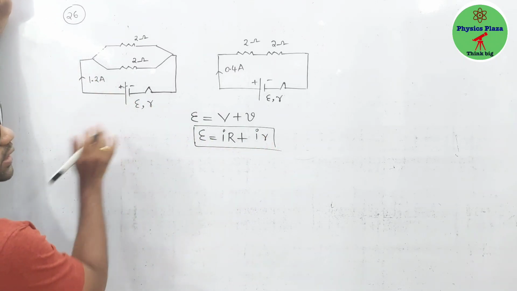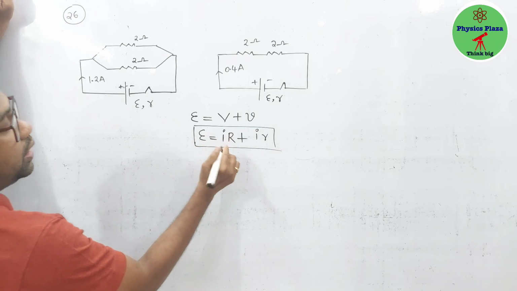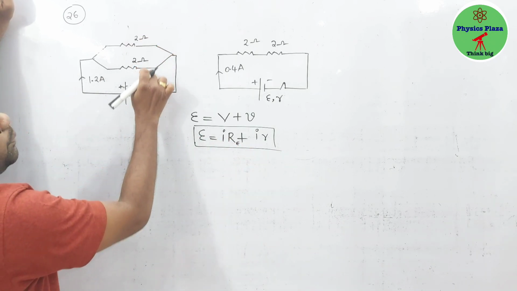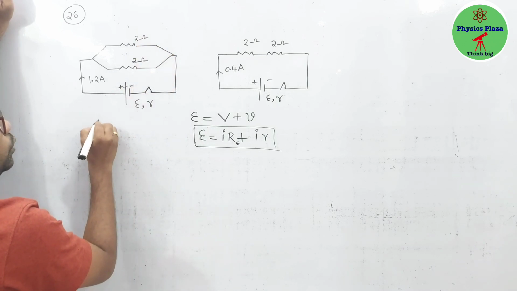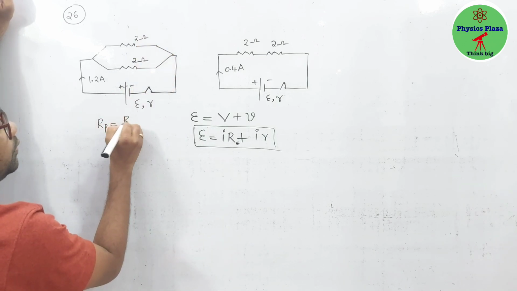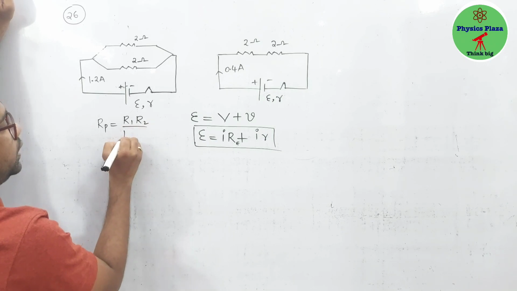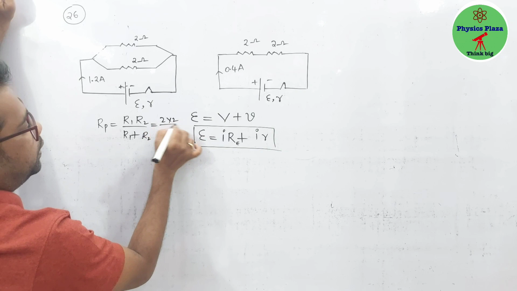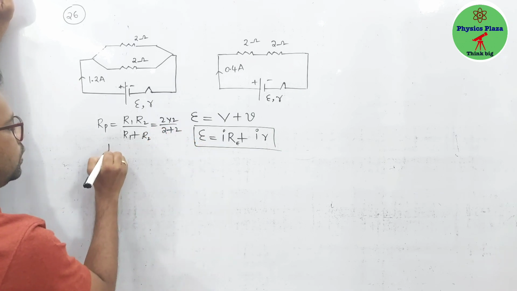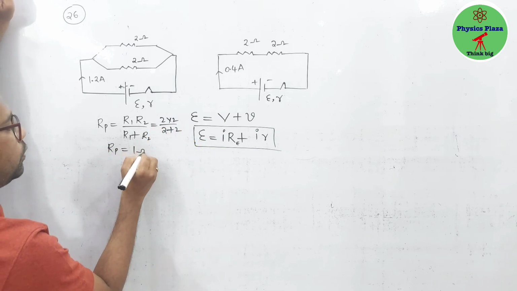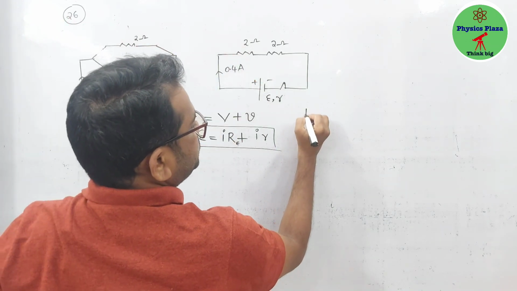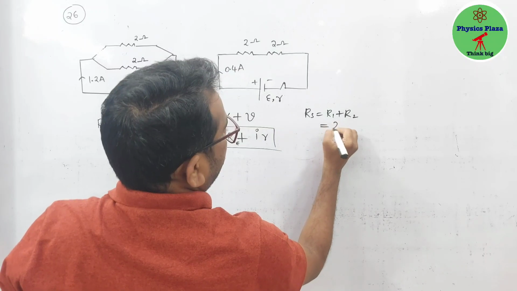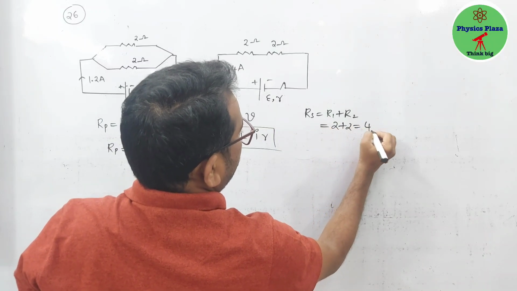Now look at it. First let us apply for this. What is the R? R is the external resistance. If 2 resistors are connected in parallel, what is the common formula? R1 R2 by R1 plus R2. So this is 2 into 2 by 2 plus 2. So Rp is equal to 1 ohm. The 2 are connected in series, right? So Rs is equal to R1 plus R2. So that is 2 plus 2, which is 4 ohm.